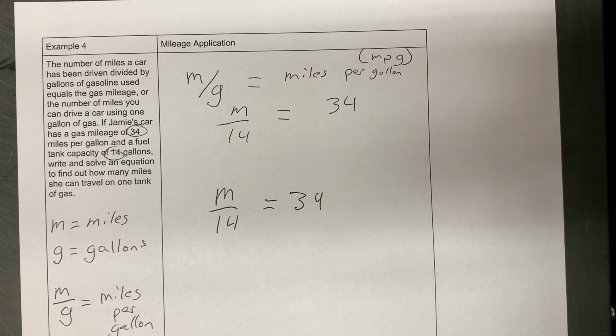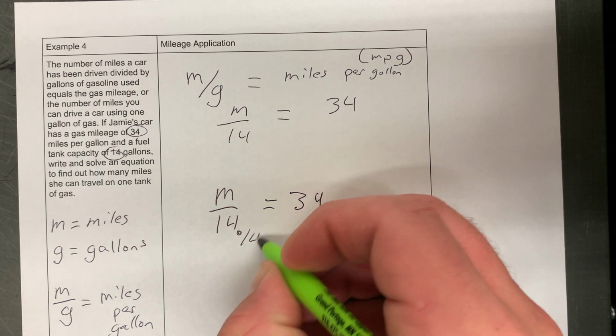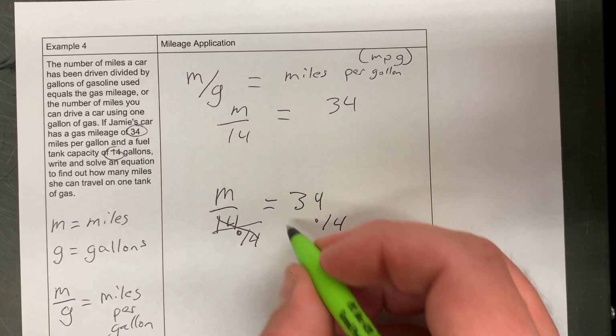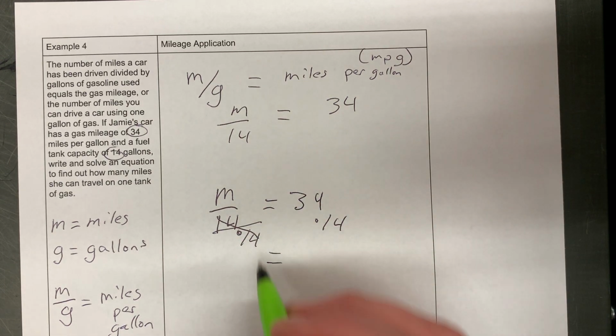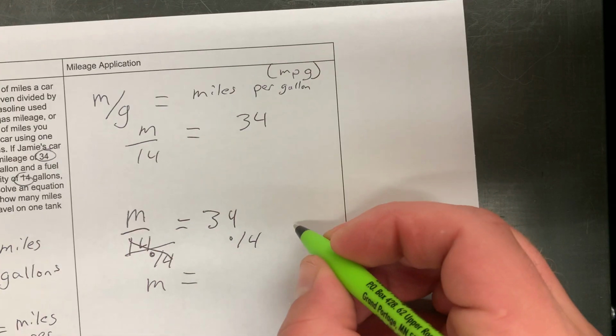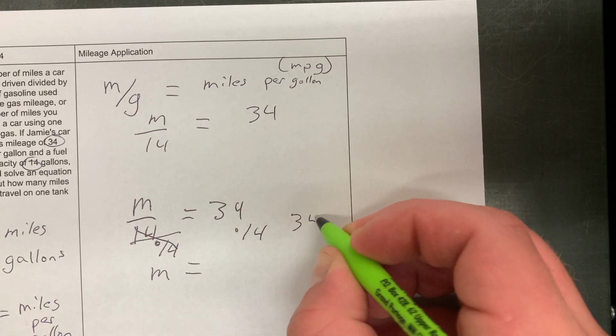I need to do the opposite of division here, which means that it's multiplication. I need to multiply each side here. These cancel out. I'm going to bring that equal sign down. I'm left with just M on this side. I have 34 times 14. Let's do it the long way here.